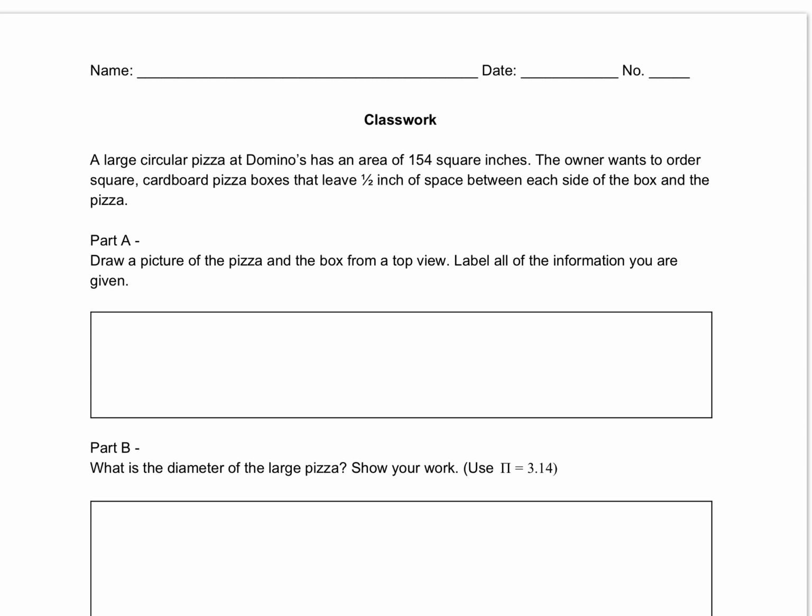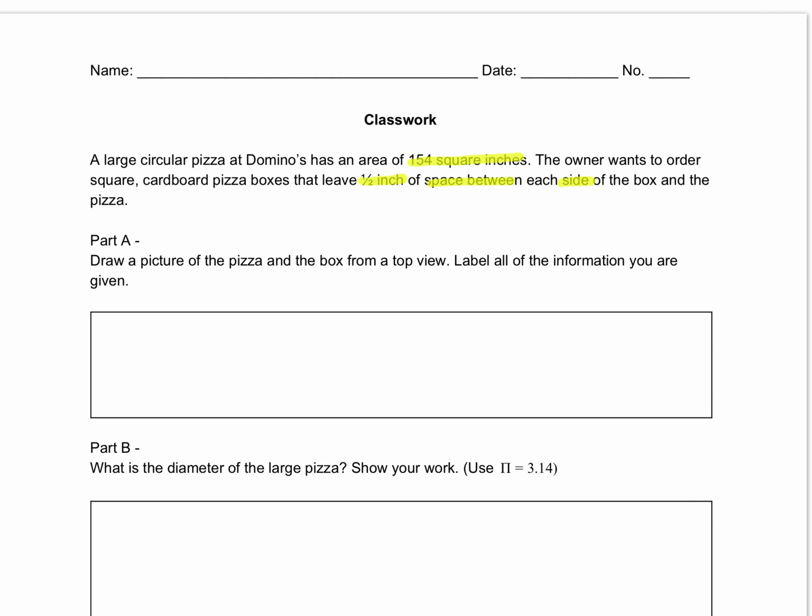Alright, for this problem, you only have to take notes. It says, a large circular pizza has an area of 154 square inches. The owner wants to order square cardboard pizza boxes that leave a half inch of space between each side of the box and the pizza. The information that we need to highlight is 154 square inches, and we also need to highlight that he's leaving a half inch of space between each side.